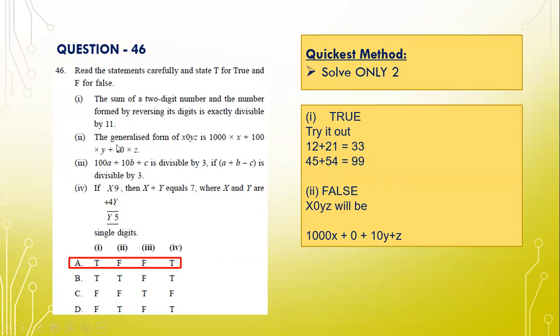And statement 2 is the generalized form of x0yz is 1000 into x plus 100 into y plus 10 into z, which is false, isn't it? It will be 1000 into x, which is fine because x is at the thousands place. But at the hundreds place, it is 0. So at the hundreds place is 0. And y is at the tens place, so it will be 10y. And z is at the units place, it is z. So basic mathematics. So statement 2 is wrong. So true and false are only there in option A, which is the right option.